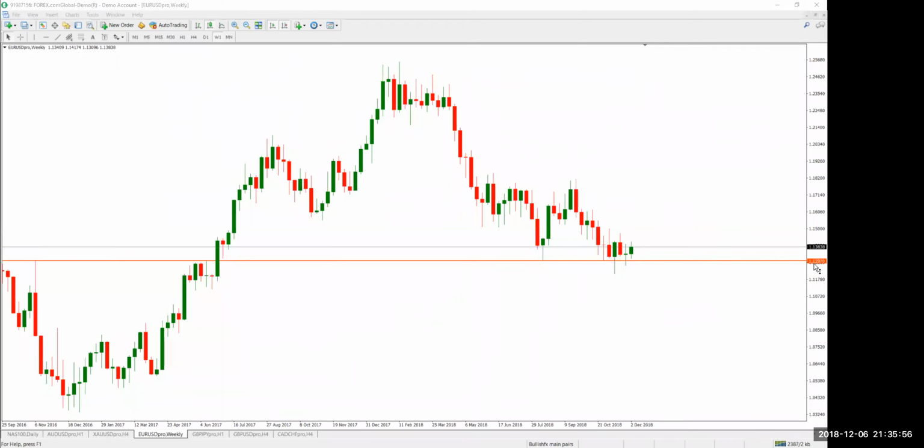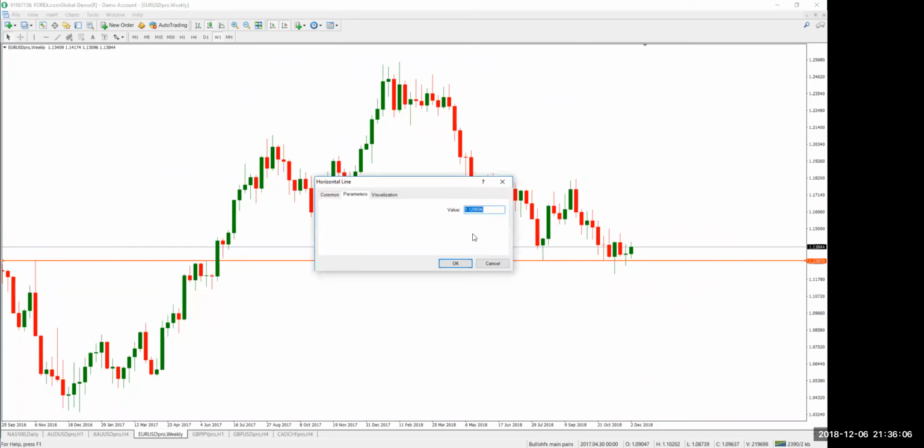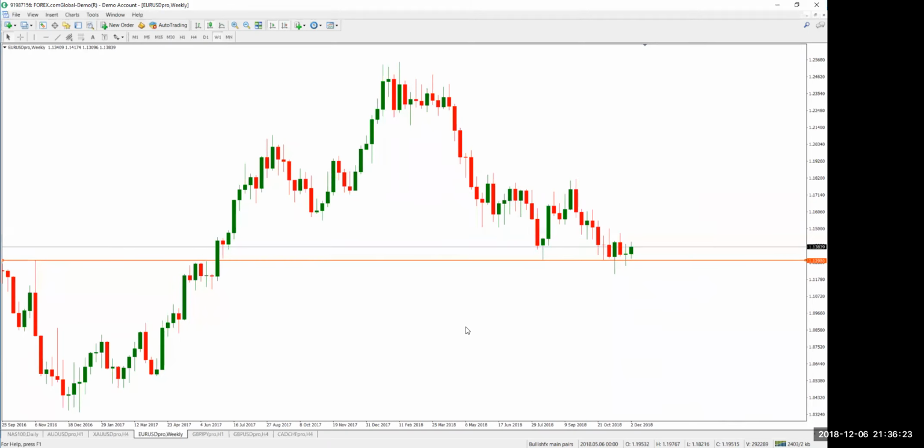What's the price level of that? It's 1.2970. So what do we do now? I'm going to double click that line and go to the line properties. It's 1.2960. I'm just going to put it at 1.2980, which is our institutional price.